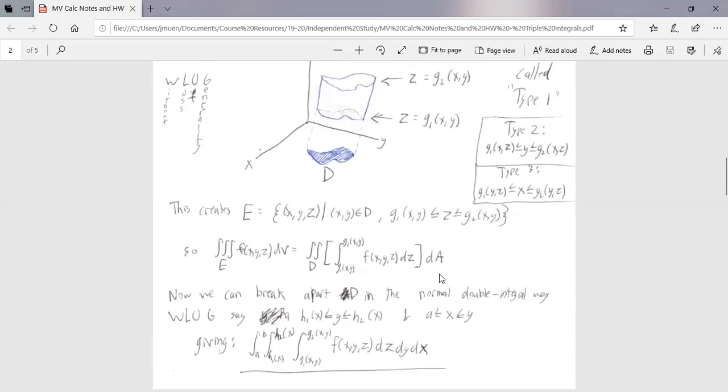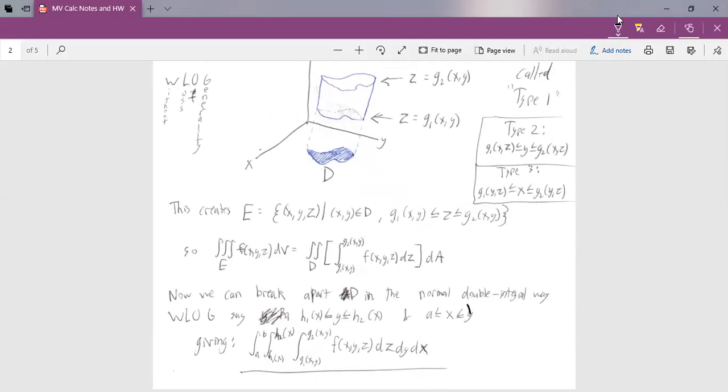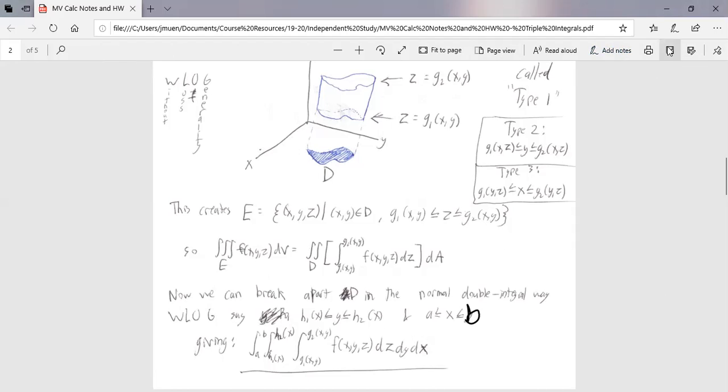So we can then break apart D in the normal double integral way. Here I said maybe, without loss of generality, y is between two functions of x, and then x is just between two constants. I don't know why I said y there. That should be a to b. So that's about all we need to deal with for that.